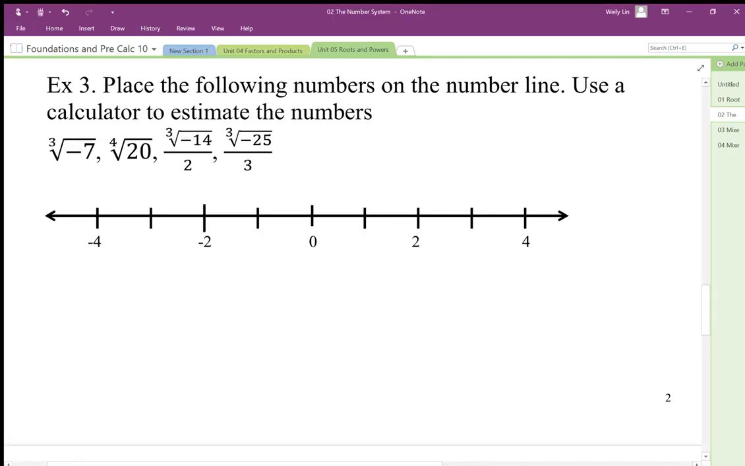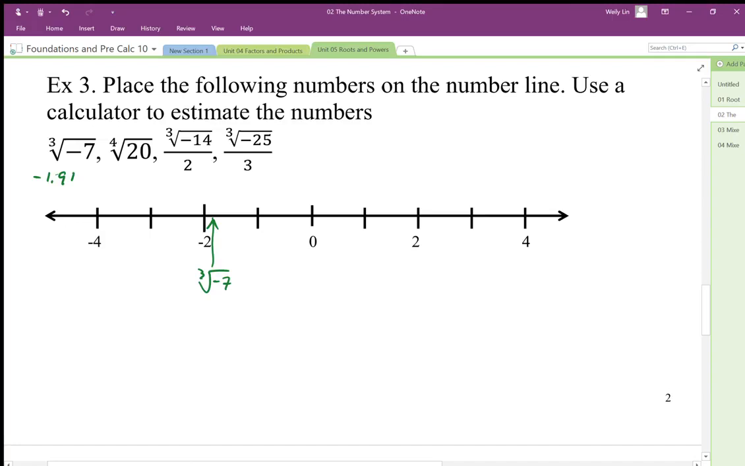So I'm going to do the cube root. Make sure you know where your cube root button is. Okay, cube root of negative 7. I end up with negative 1.91. So negative 1.91 is right about there. That's the cube root of negative 7, that's where it ends up on the number line.